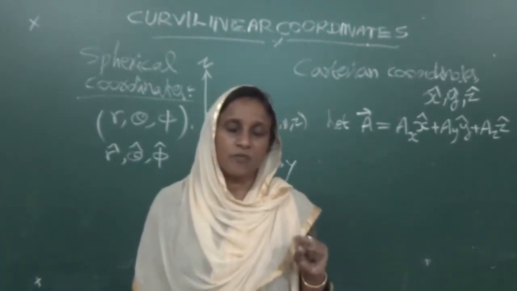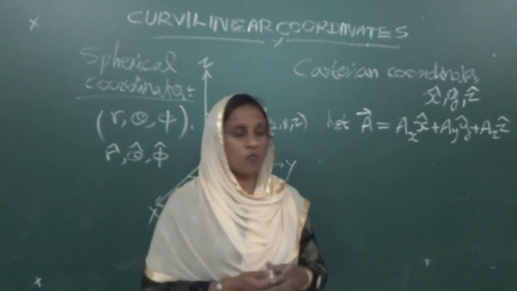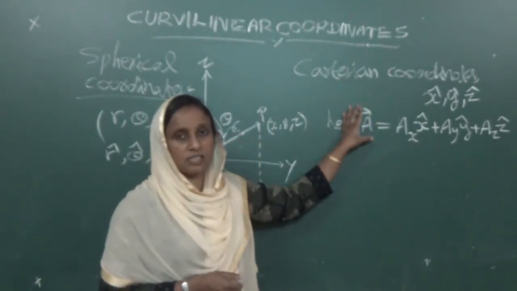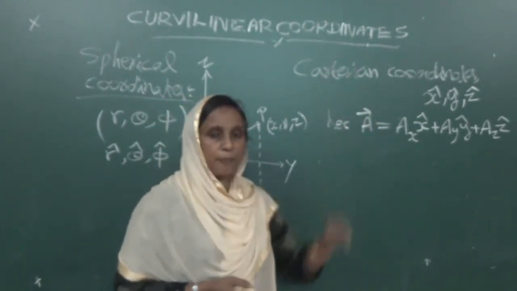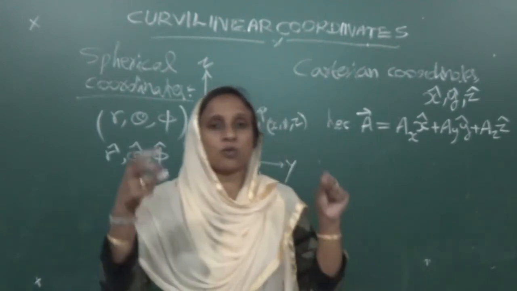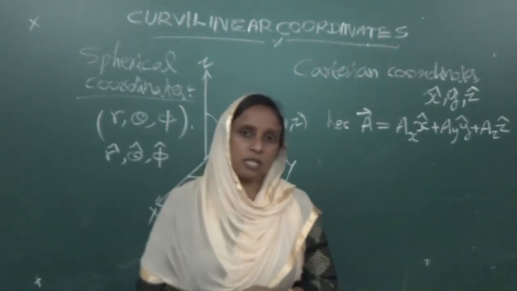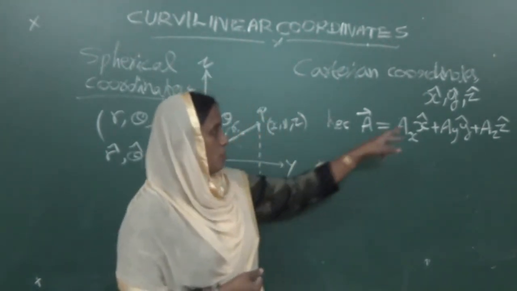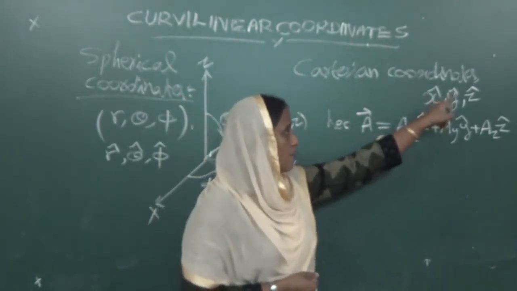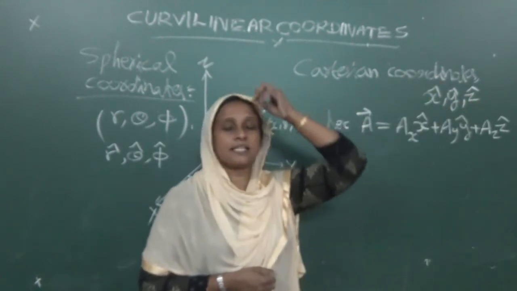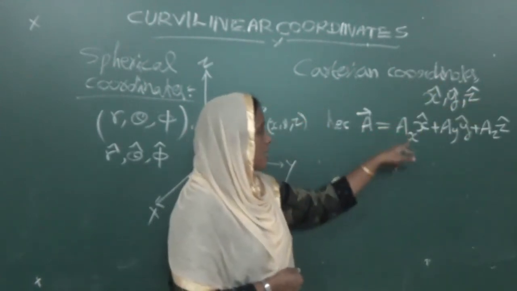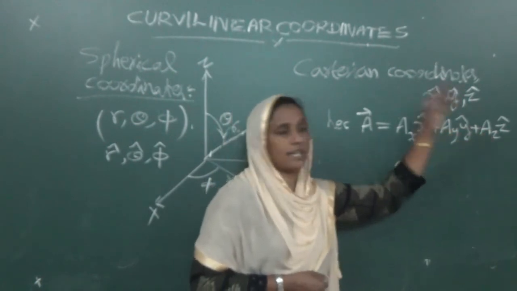Okay? We already learned about this. Vector A is an abstract quantity. You can take its components if you use a particular coordinate system. In three-dimensional space, you can use Cartesian coordinate system with unit vectors x cap, y cap and z cap and its corresponding components Ax, Ay and Az.